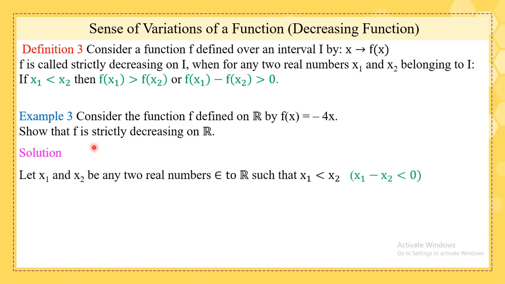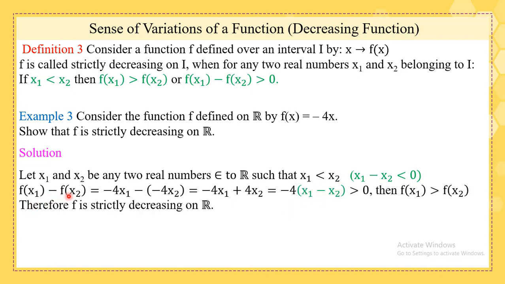So let x1 and x2 be any two real numbers belonging to R such that x1 is less than x2, or x1 minus x2 is negative. f of x1 minus f of x2 is equal to minus 4x1 minus 4x2. We can take minus 4 as a common factor and obtain minus 4 into (x1 minus x2). x1 minus x2 is negative, minus 4 is negative, so the product is positive. Then f of x1 is greater than f of x2, and therefore f is strictly decreasing on R.